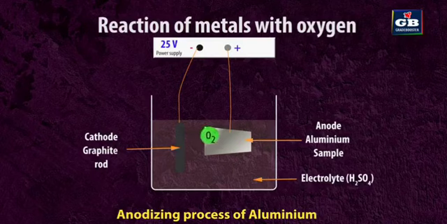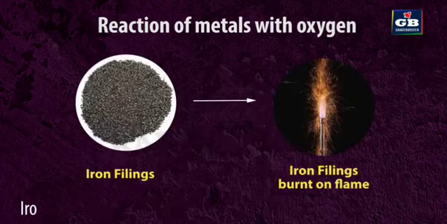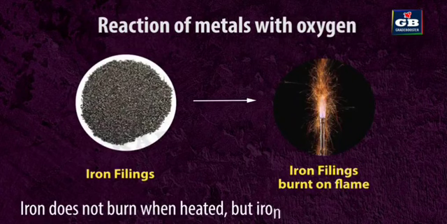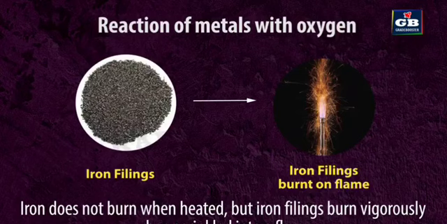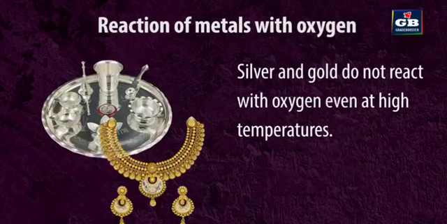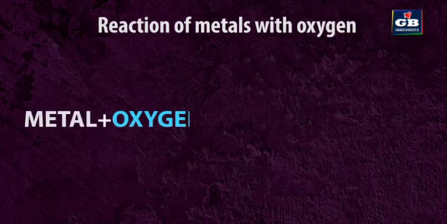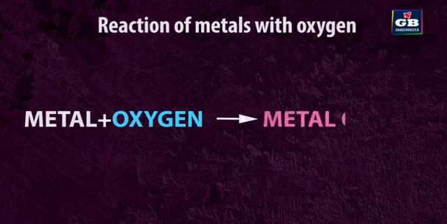This oxygen reacts with the aluminium to form a thicker oxide layer. This thicker oxide layer can be dyed in various colors to give the aluminium an attractive finish. Iron does not burn when heated, but iron filings burn vigorously when sprinkled into a flame. Silver and gold do not react with oxygen even at high temperatures. So, metal plus oxygen gives rise to metal oxide.